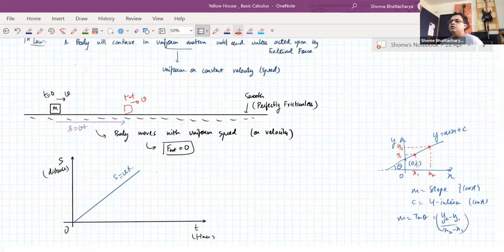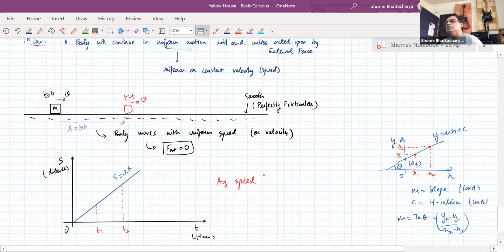So in this graph now, what can we say about, suppose this time is some t1 and this time is some t2, what about average speed from t1 to t2? What can we say about that? The distance traveled in that time interval by t2 minus t1. Okay, yeah, so that's true.